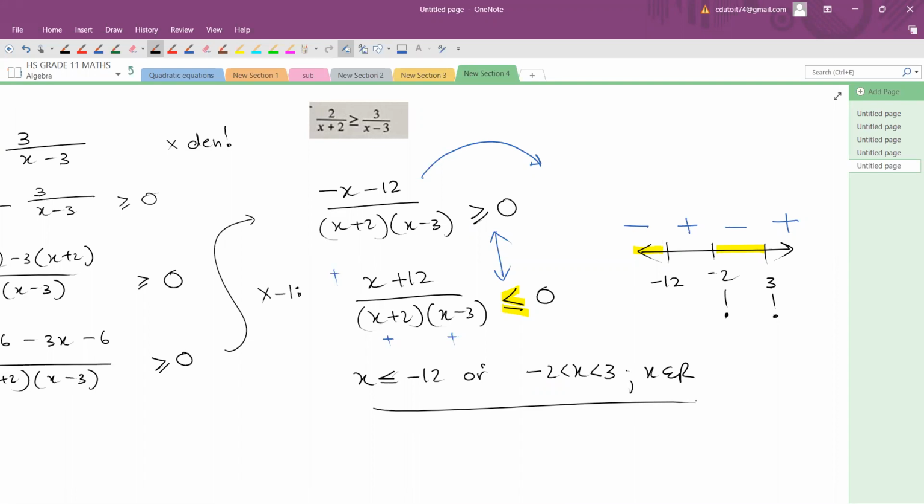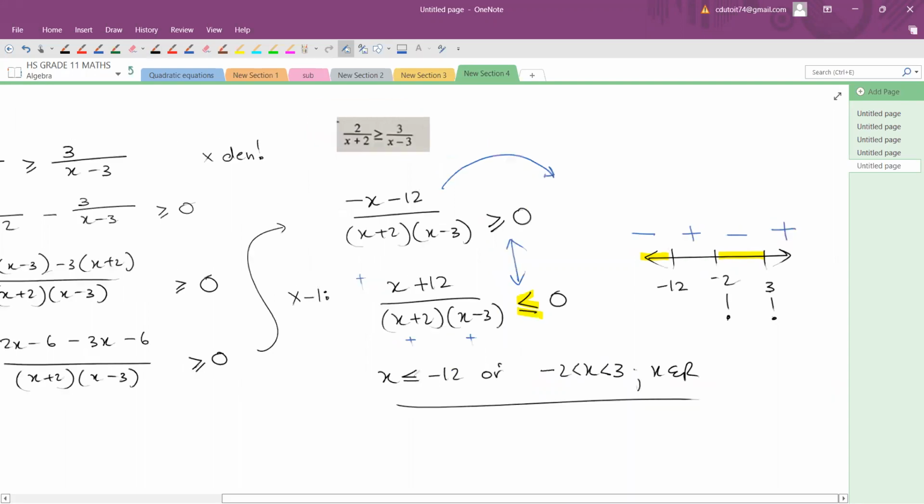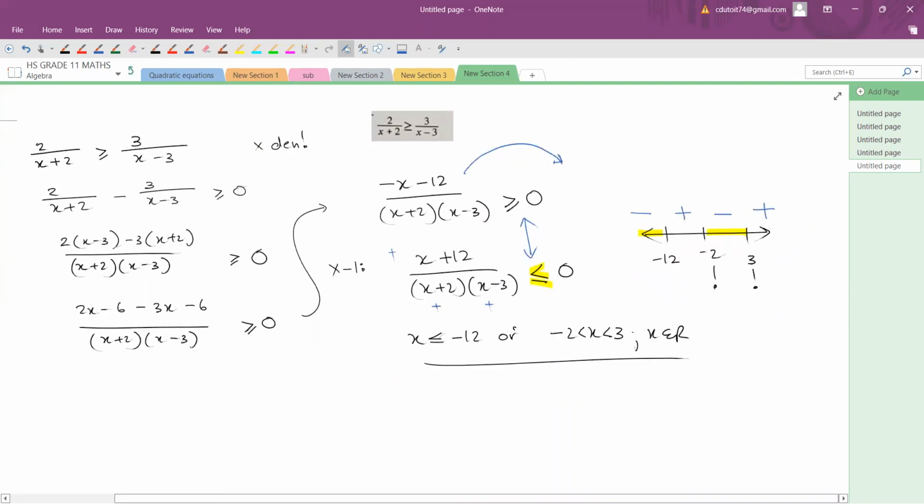Can you zoom out a little bit for me? Pardon? Yeah, that's fine. No, I just wanted you to zoom out, but it's fine like this. Thank you. All right.